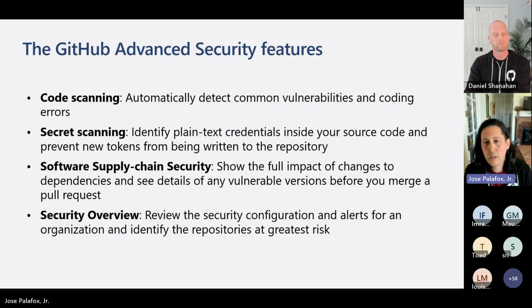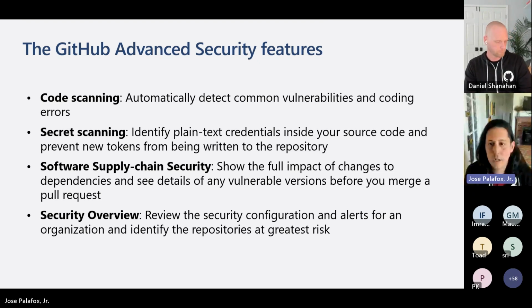So to get us started, let's talk about what's in the tin. What is GitHub Advanced Security? This is a set of features on GitHub that deliver application security functionality to you. And it's got four major components to it.